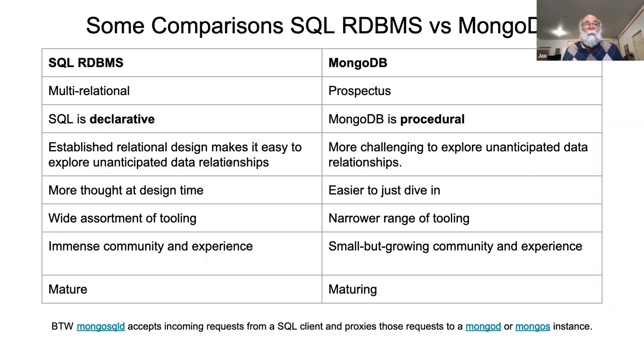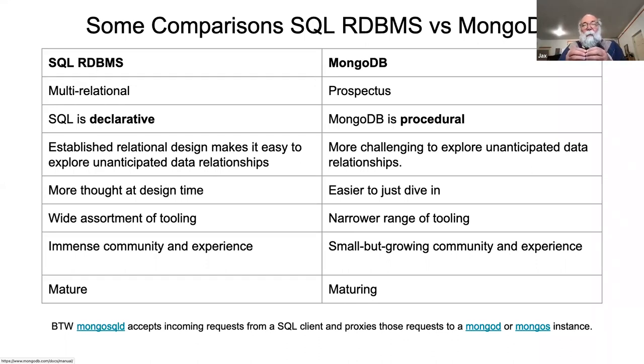In SQL, an established relational design makes it easy to explore unanticipated data relationships. That's one of the advantages of SQL. There are design patterns that are very well known and have decades, almost half a century, of experience behind them. And if you follow them, even if you don't know why you're following them, when suddenly you're doing data mining and trying to come up with queries, it becomes fairly straightforward to make the kind of query you're looking for in SQL, because you designed your database according to design patterns that have been proven over half a century of experience with SQL.